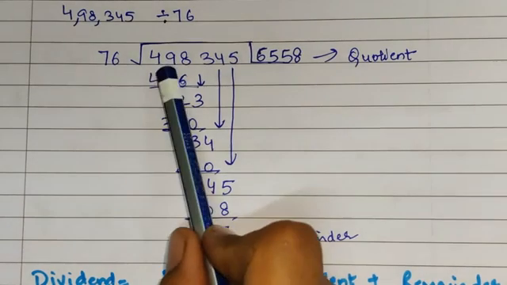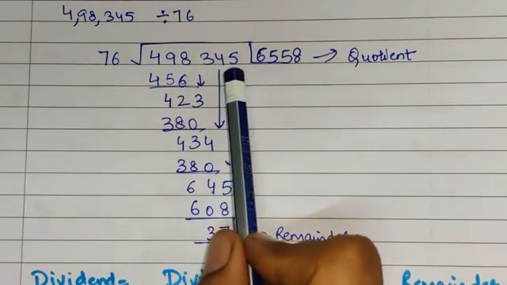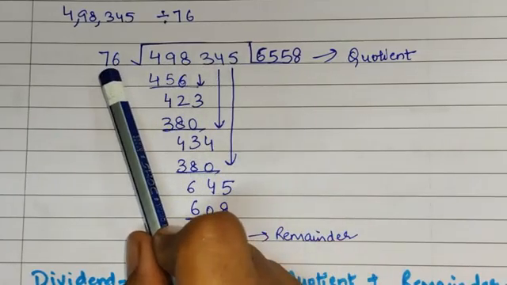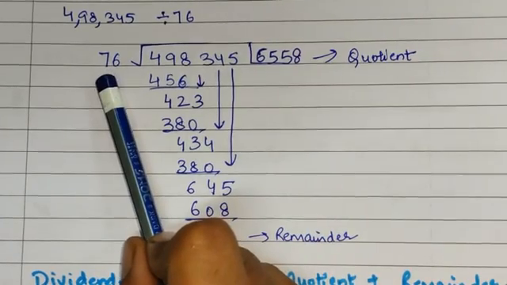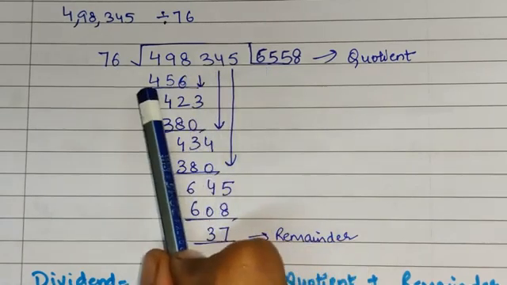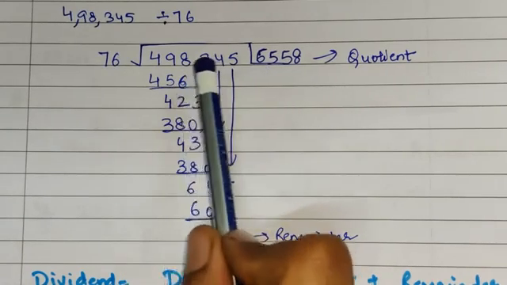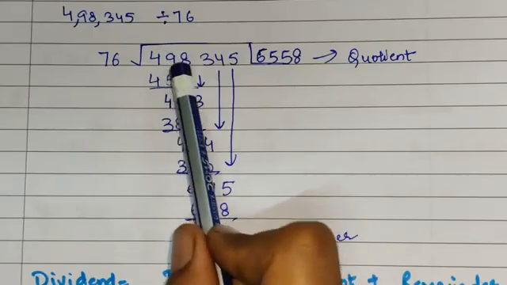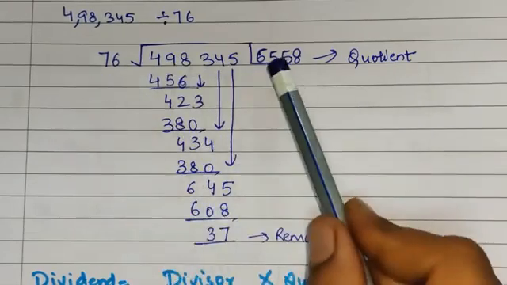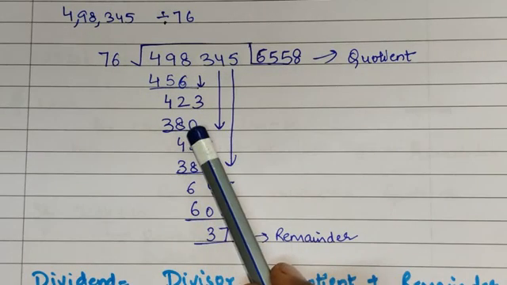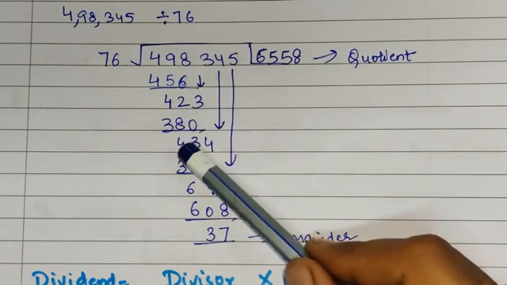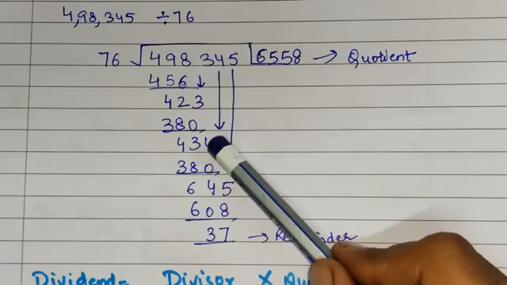4,98,345 is the dividend and we have to divide it by 76, which is the divisor. So now 76 into 6 we got 456. 8 minus 6, 2. 9 minus 5, 4. 3 comes down. 76 into 5 is 380. 3 minus 3, 0, 3. 12 minus 8, 4. Now 4 comes down.